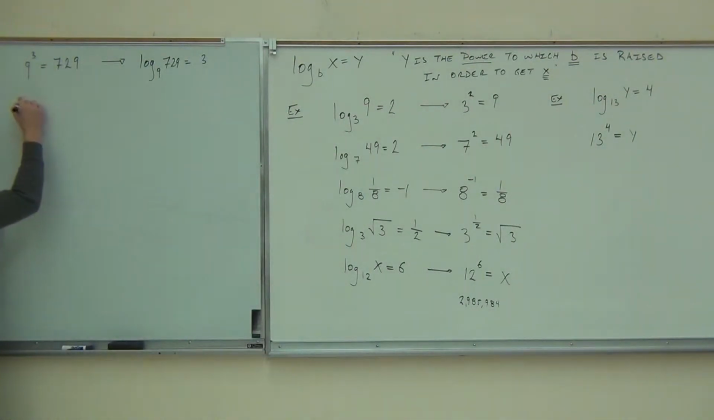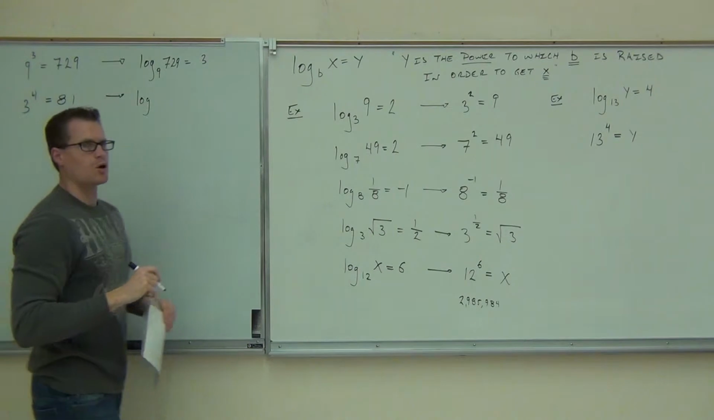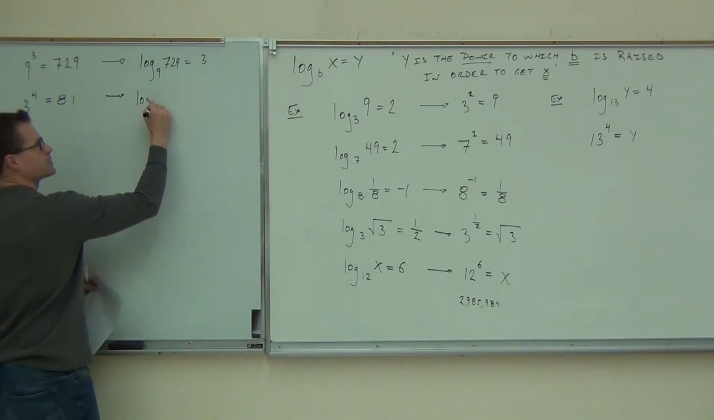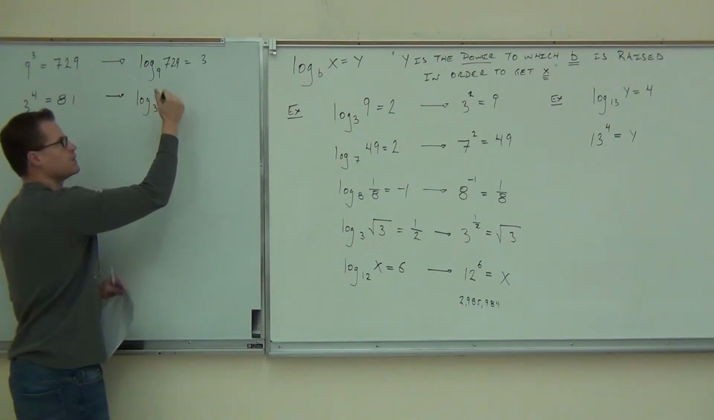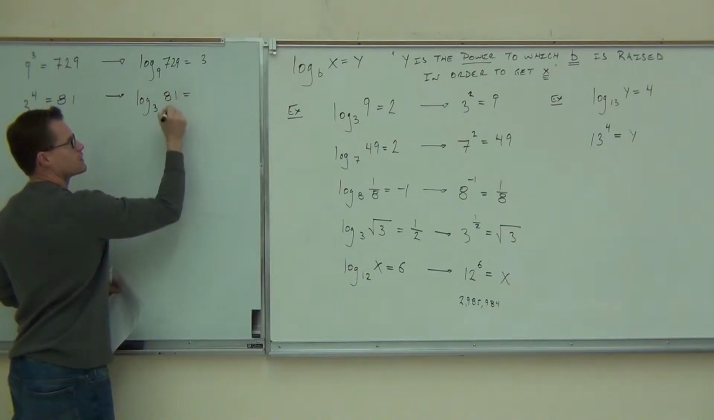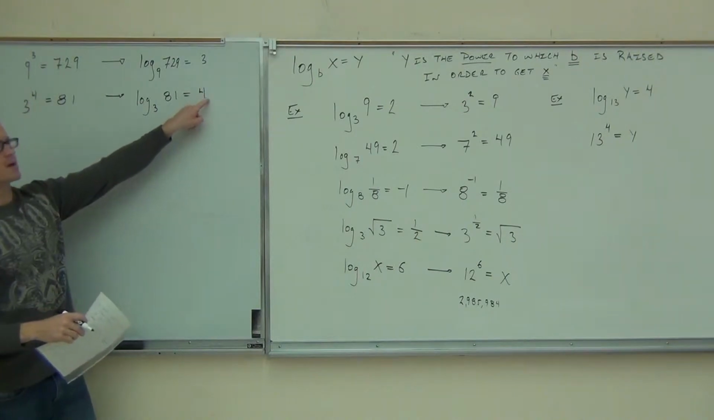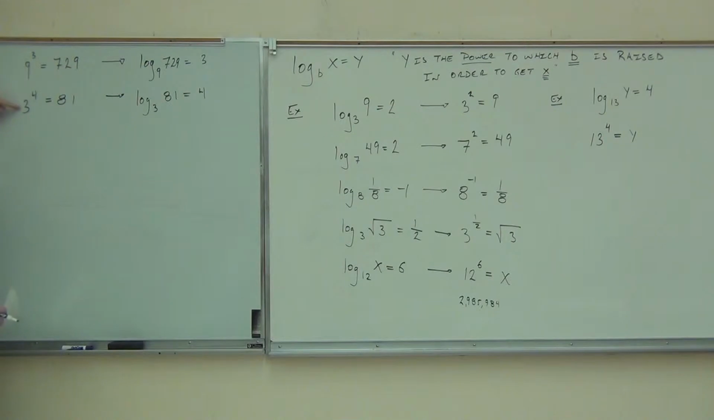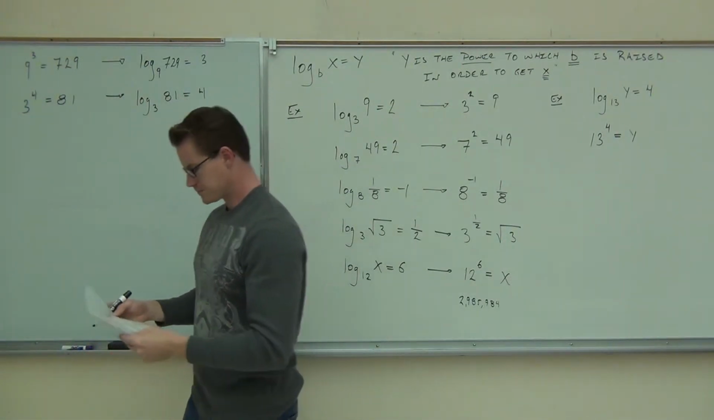Let's try a few more. How about 3 to the 4th equals 81? Let's write that one. So you tell me log base what here, folks? Log base what? So 3 is going to go right here. What number is going to go here, the 4 or the 81? 81. And that gives you what? 4. Notice how they do say the same thing. This says 4 is the power to which 3 is raised in order to get 81. They say the same thing, it's just a different way to write it.